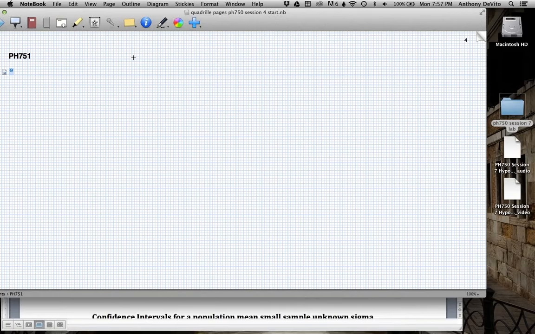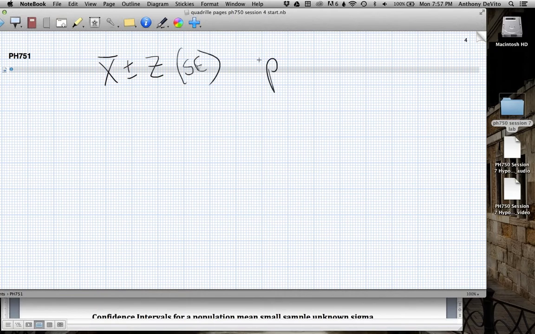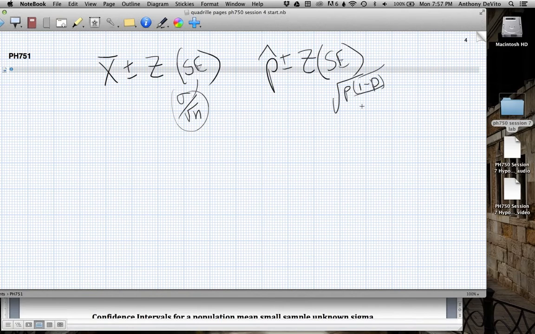Okay, how do we calculate our confidence interval? Our confidence interval is going to be x bar plus or minus the z-score times the standard error. If we have a proportion, it's going to be p cap plus or minus the z-score times the standard error. The only difference is over here we use sigma over the square root of n to calculate the standard error, and over here we use the square root of p times 1 minus p over n to calculate the standard error.